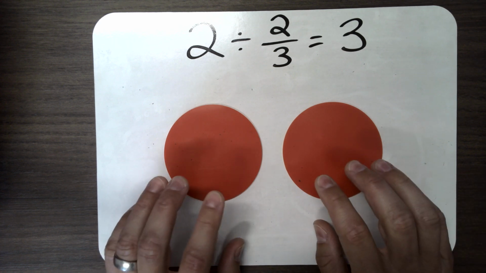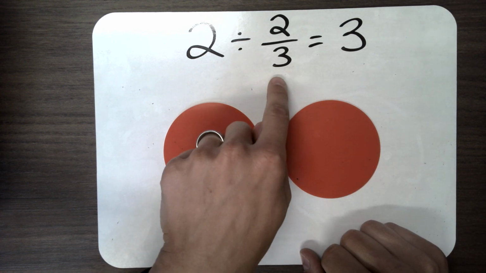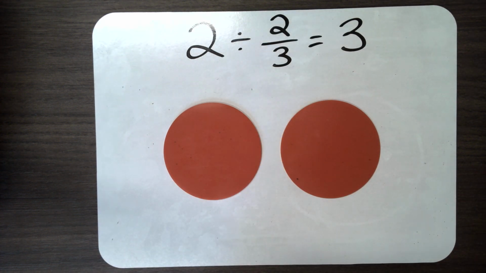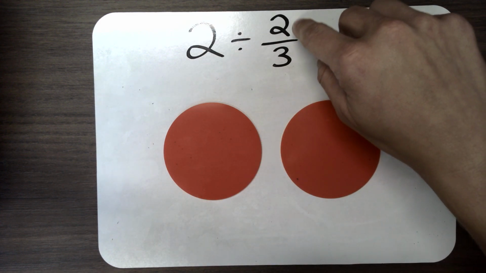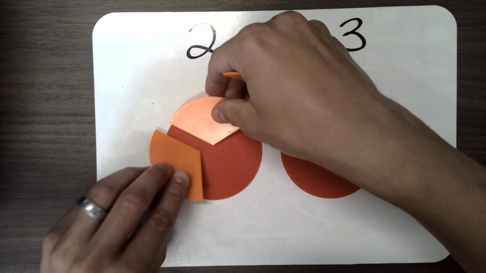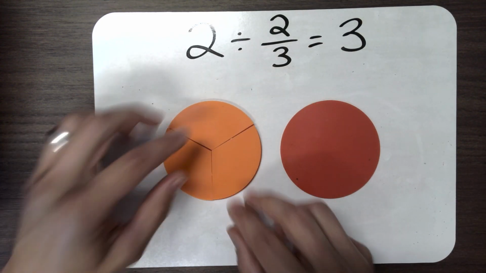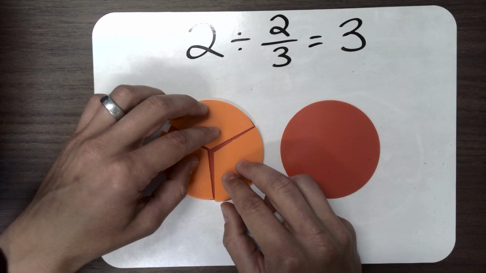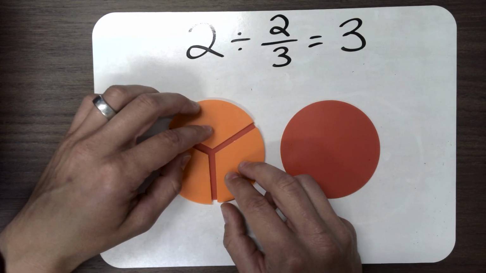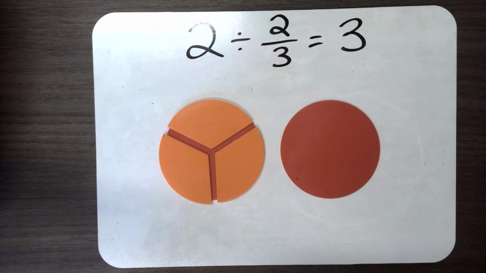So we have 2. We want to divide this into groups with the size of 2/3. So our first thing is, we need to have thirds of a whole circle shown on our model, because we want to create groups that have a size of 2/3 of that full circle. I'm going to leave these spaced out just a little bit, but I'll show that it takes 3 parts to make up one whole.